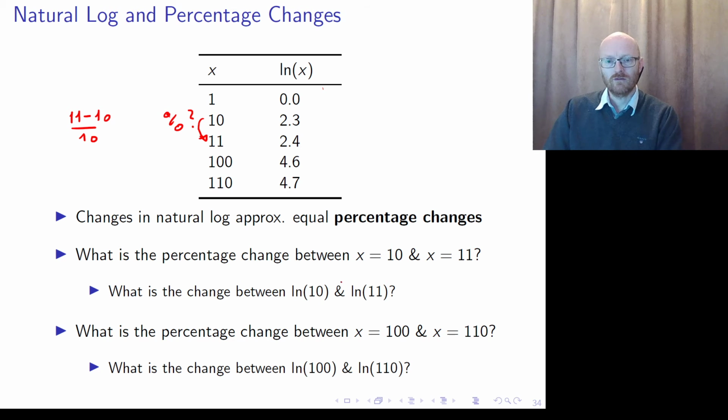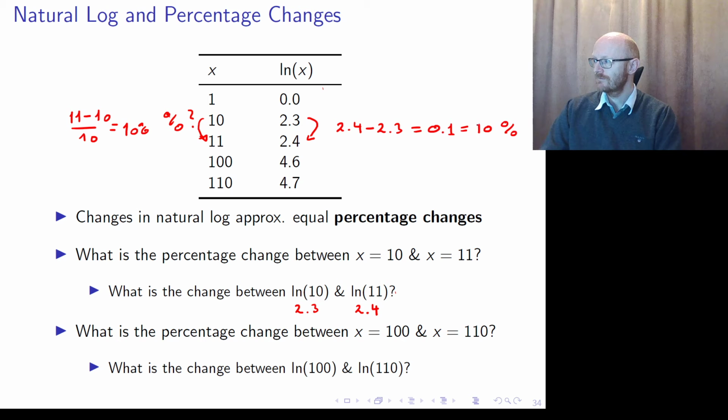But if you use logarithms, you can ask what the change is between the logarithm of 10 and the logarithm of 11. The logarithm of 10 is 2.3, and the logarithm of 11 is around 2.4, from this table. Then you can just take 2.4 minus 2.3 equals 0.1, which equals 10%. So instead of dividing, you can just subtract.